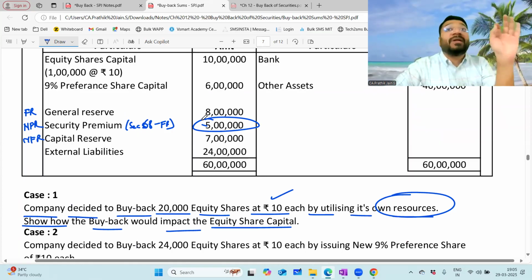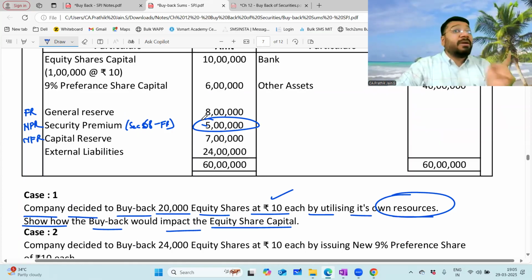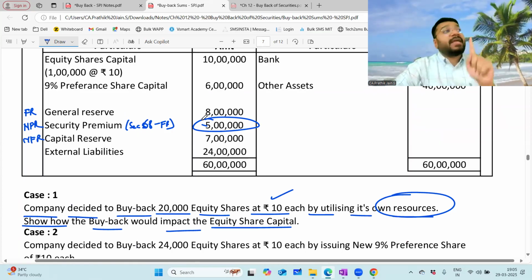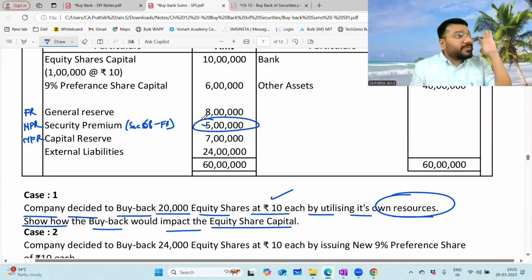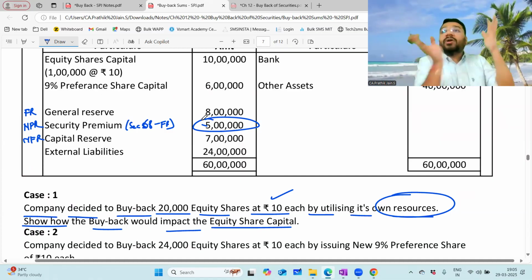I will do that. But ICAI has done what? Everywhere, mostly they've done GR first, free reserve first. But what will you do in the exam? Securities premium, and give a note and reference to the section. How the note should be given, I'll tell you when we do the question from the scanner. That note is given by the CA Institute only. The same note we are going to copy paste and come.